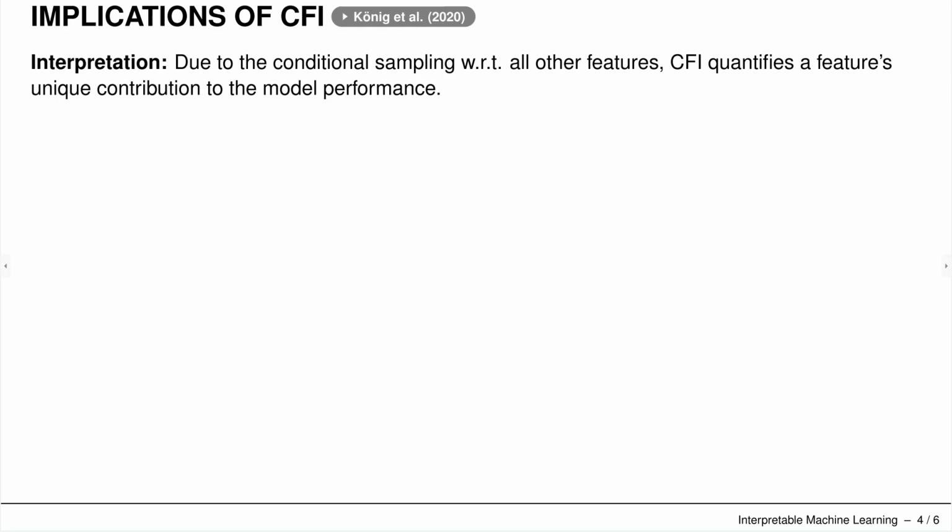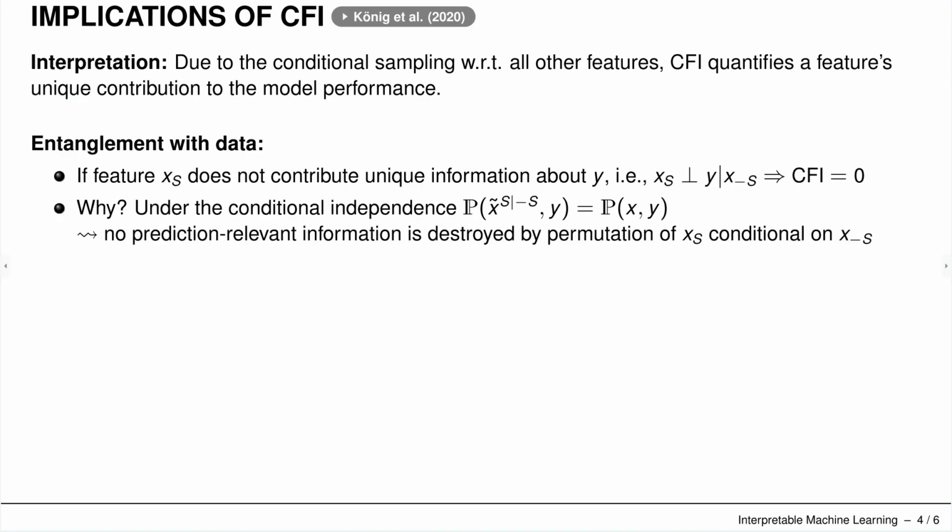So what does that mean? For the interpretation, it means that because of the conditional sampling to all other features, the CFI quantifies the feature's unique contribution to the model performance. So it will be the additional effect, additional to all other features. That gives us some entanglement with the data.